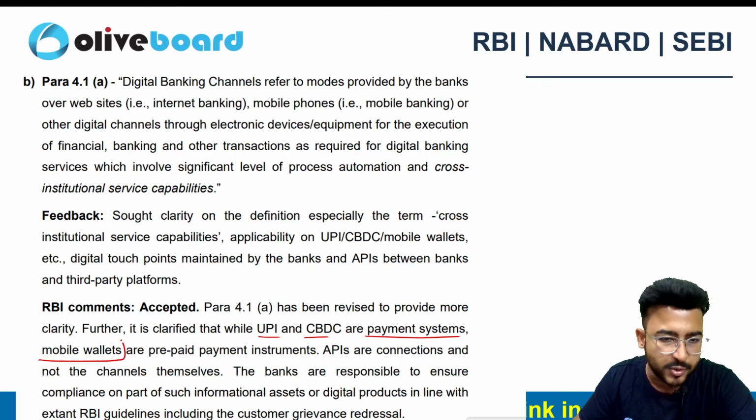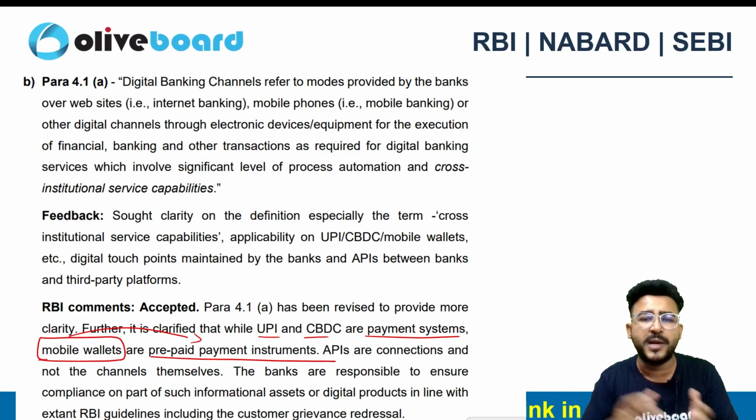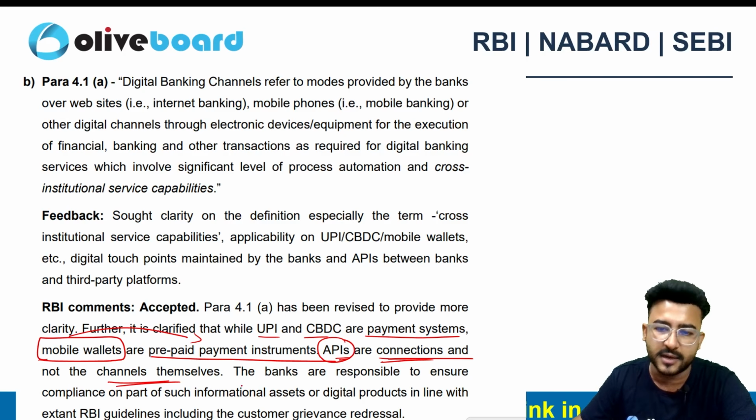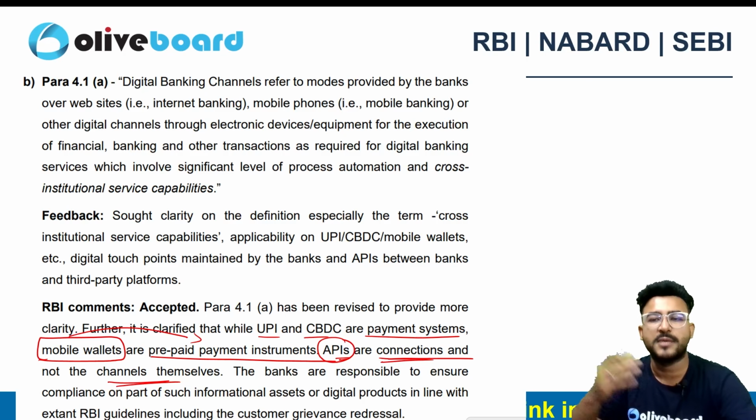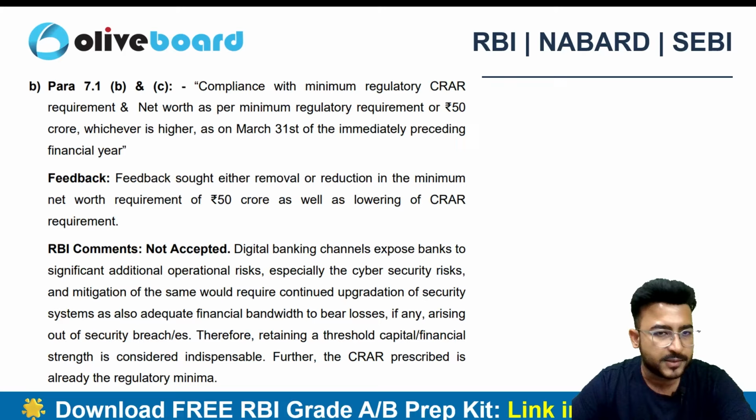Mobile wallets, we do have mobile wallets such as prepaid payment instruments. So say for example, if I'm having a MobiKwik wallet, that's a prepaid payment instrument, right? APIs, they are not digital channels themselves, rather they are connectors, right? APIs, application program interfaces, are connectors. So these clarifications RBI has given here.